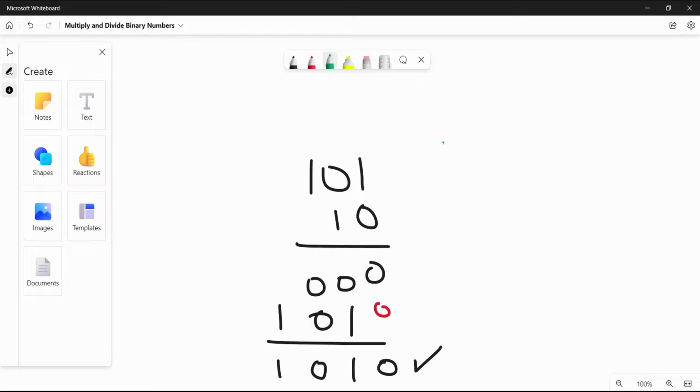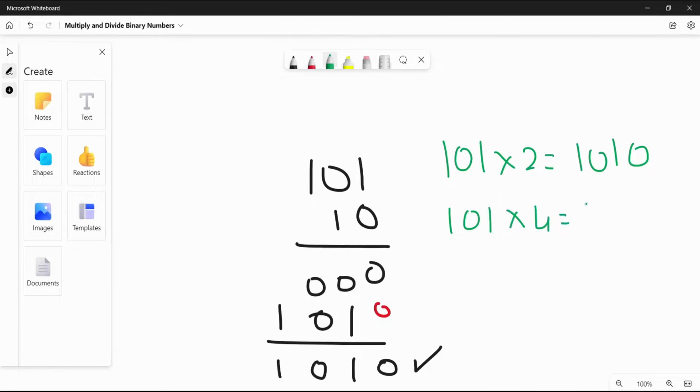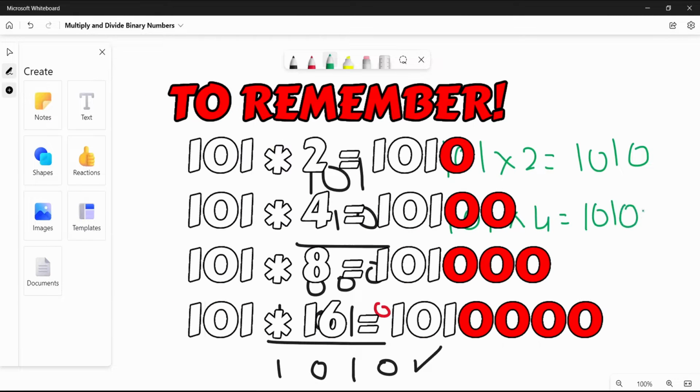Now that's a hack. When you multiply a number by 2, always add a 0 at the end, okay? If you multiply a number by 4, all you need to do is copy the number itself and add 2 zeros. If you multiply by 8, add 3 zeros. By 16, 4 zeros, and so on.